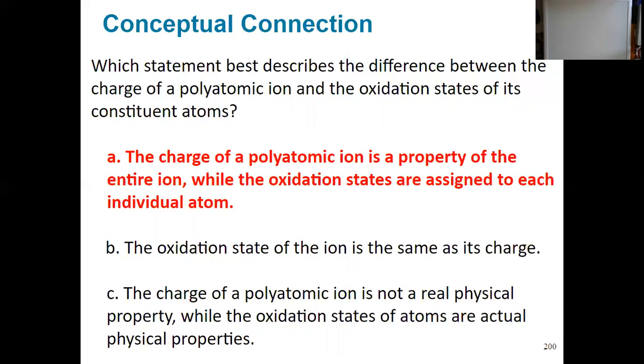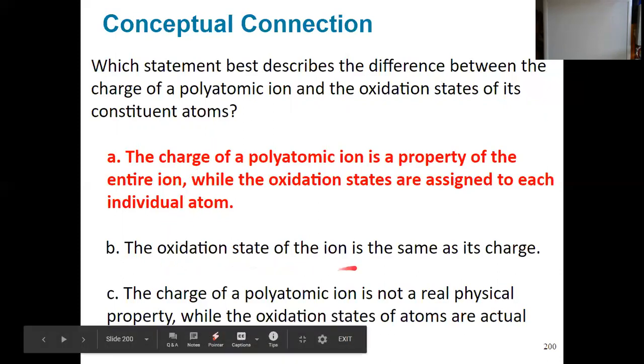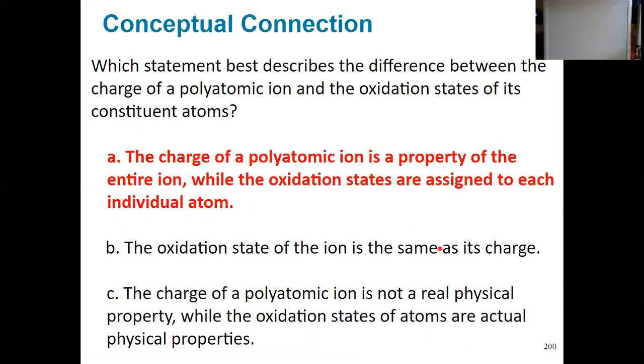The charge of a polyatomic ion is a property of the entire ion. The oxidation states are assigned to each individual atom. The oxidation state of the ion is the same as its charge. That does not make sense for a polyatomic ion because a polyatomic ion consists of many atoms. The charge of the polyatomic ion is not a real physical property. That's the exact opposite, while oxidation states of atoms are. Yeah, that's the reverse. Choice C is a reverse of the truth.